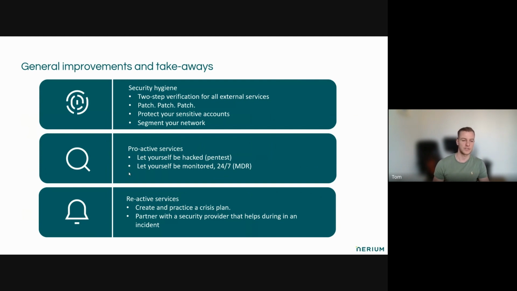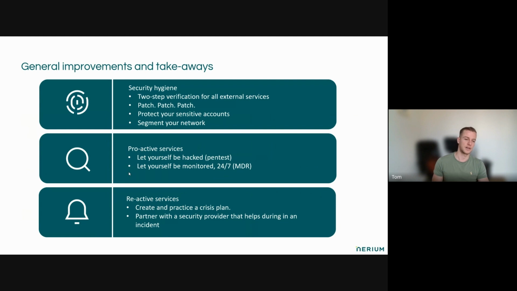And proactive services, we have two categories, in my experience. Pen testing. So let yourself be hacked. Know your vulnerabilities. Know the possible ways of how you can be hacked by an adversary and fix them. But also let yourself be monitored. And do that 24/7, either yourself or get a security partner that helps you with it.